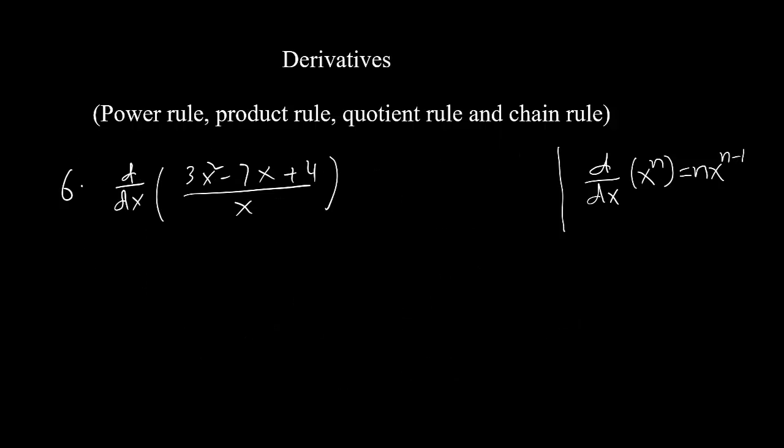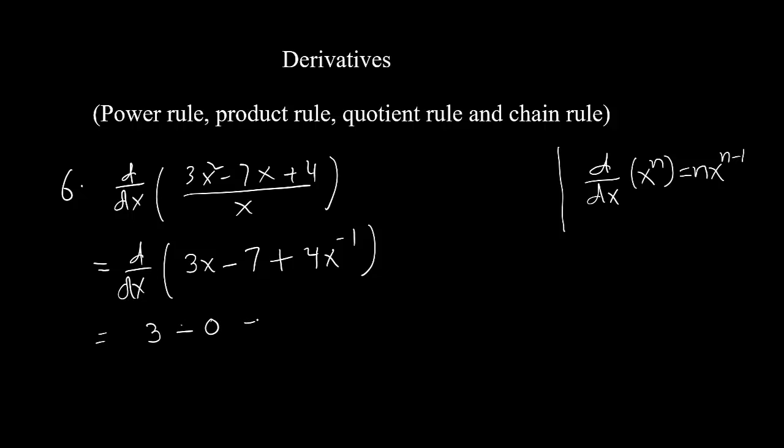Let's try one more example. You have 3x squared minus 7x plus 4 over x. We need to do some algebraic simplification first. If you distribute x in each term in the numerator, you get 3x minus 7 plus 4x to the negative 1. Then for your derivative, 3x will give you just 3. 7 goes to 0 as a constant, plus 4 times negative 1 x to the negative 2. You can rewrite it as 3 minus 4 over x squared.